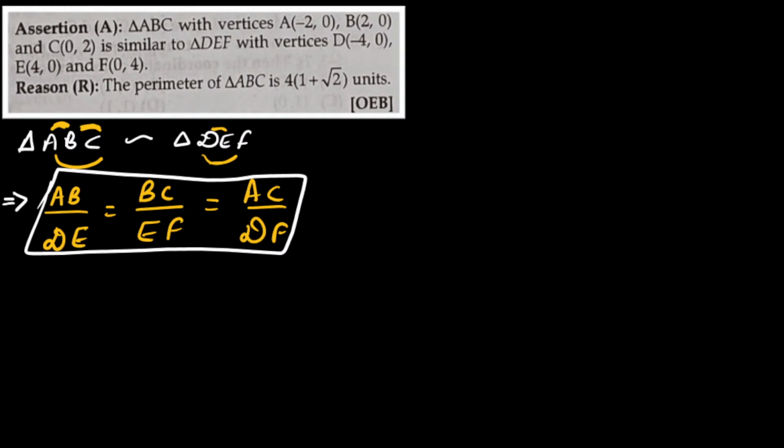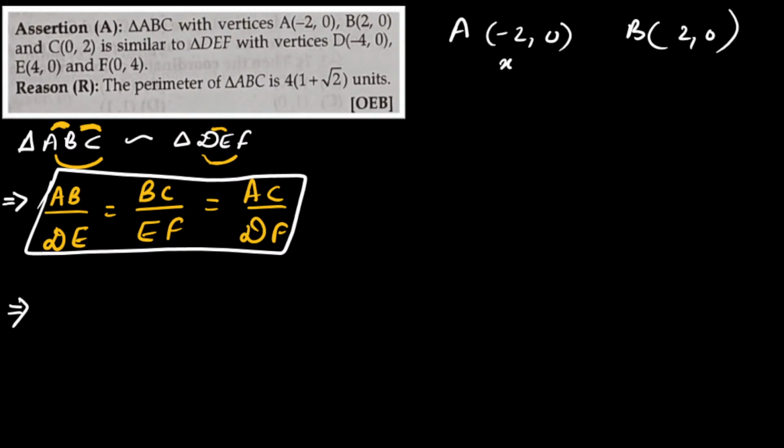Here coordinates are given to us. With the help of coordinates, we'll find the length using the distance formula. We'll find the lengths of AB, DE, BC, EF, AC and DF using the distance formula. So let's start. First of all, AB we have to find. When finding AB, we'll use the coordinates of A and B. A's coordinates are -2, 0. B's coordinates are 2, 0.